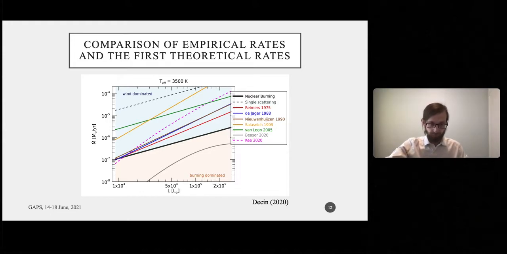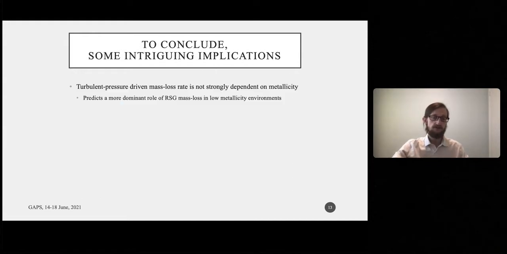Now, to wrap up, I'm going to talk about a couple of implications of this theory. First, since the turbulent pressure, we believe, is initiated by hydrogen recombination, turbulent pressure-driven mass loss is not strongly dependent on metallicity, and so unlike the majority of the empirical rates, with a few notable exceptions, we would predict a more dominant role of red supergiant mass loss in low metallicity environments.